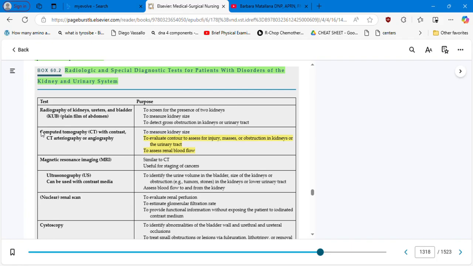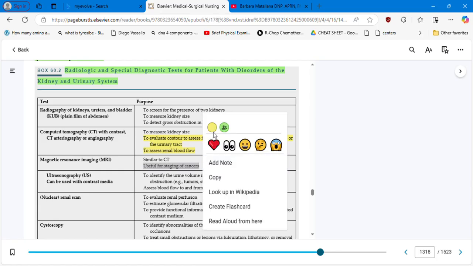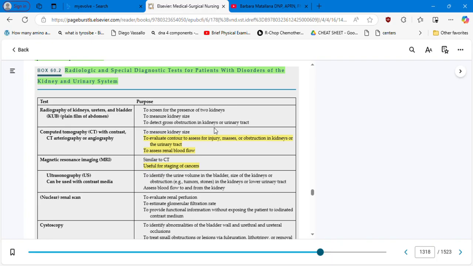Now we have the magnetic resonance, the MRI, similar to the CT, but it's usually very helpful to stage cancer. Also, we have the ultrasound, which can be used with contrast media to identify the urine volume in the bladder, size of the kidneys or obstruction, and whether there are tumors or stones in the kidneys or lower urinary tract. So this is the renal ultrasound.